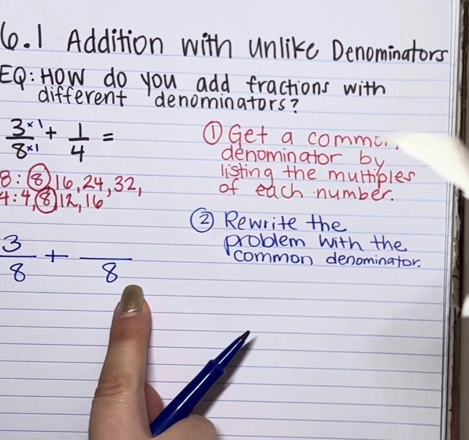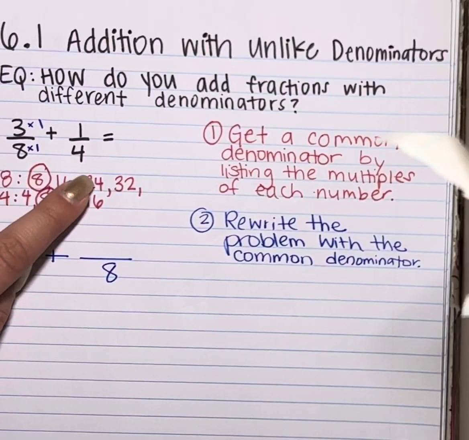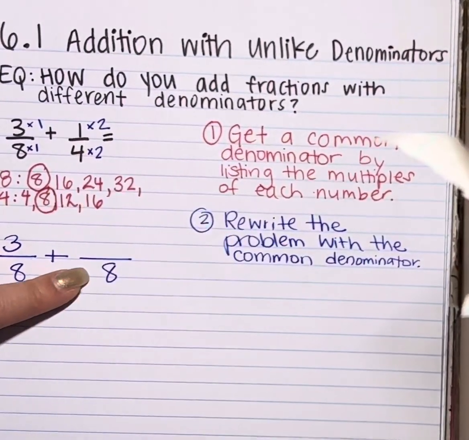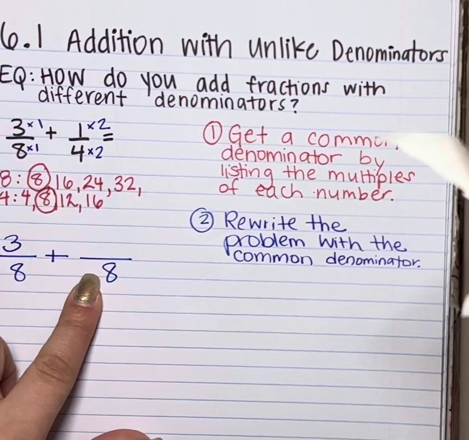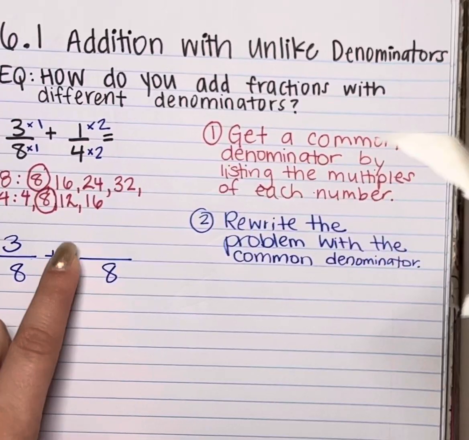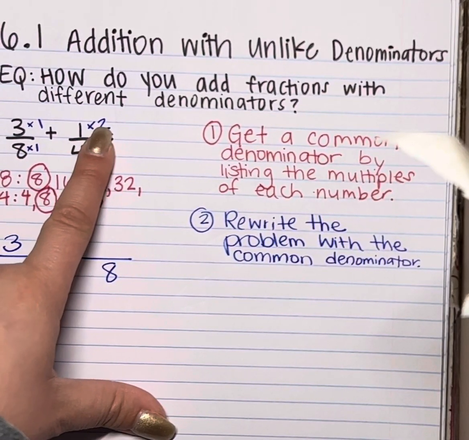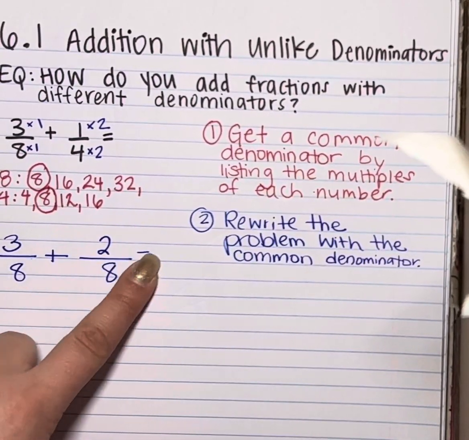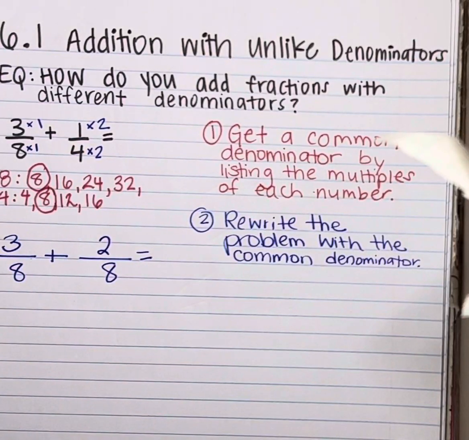But on this fraction, how did I get from 4 in my original problem to 8? And hopefully we're all recognizing multiply by 2. And notice whatever I do to the denominator, 4 times 2 to get 8, I have to do to my numerator. The numerator is my top number. So now I'm going to do 1 times 2, and I get 2. And I've just created an equivalent fraction. 2 over 8 is equivalent to 1 over 4.